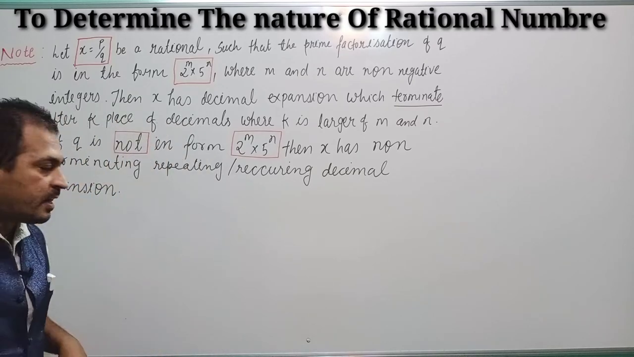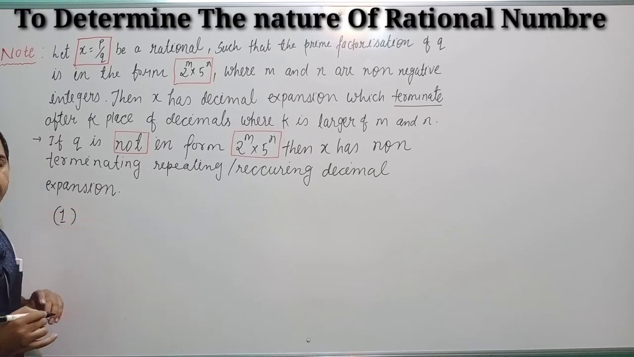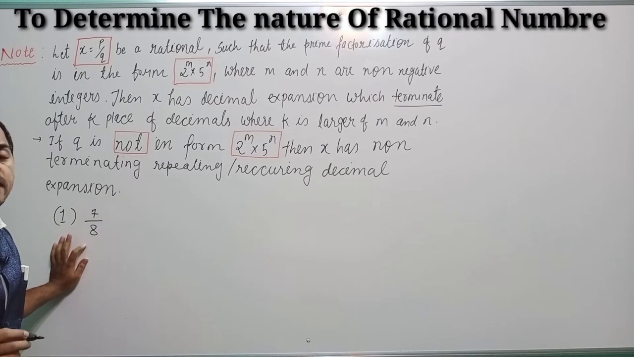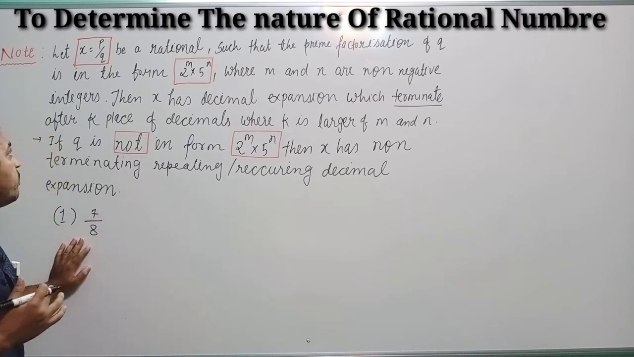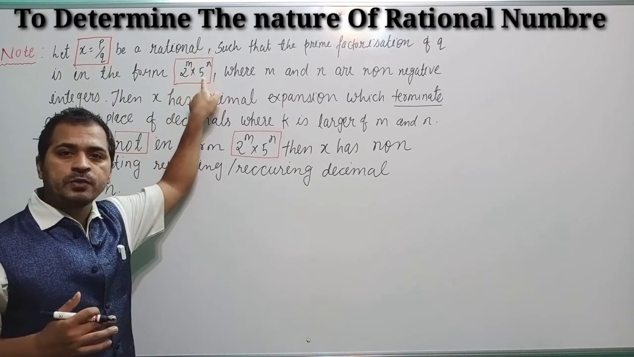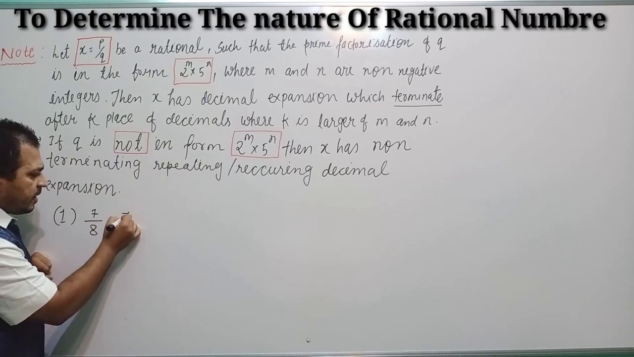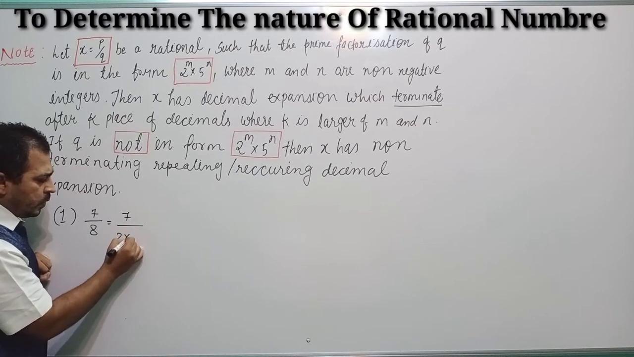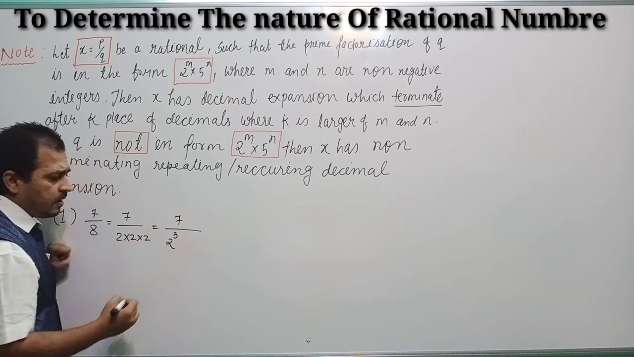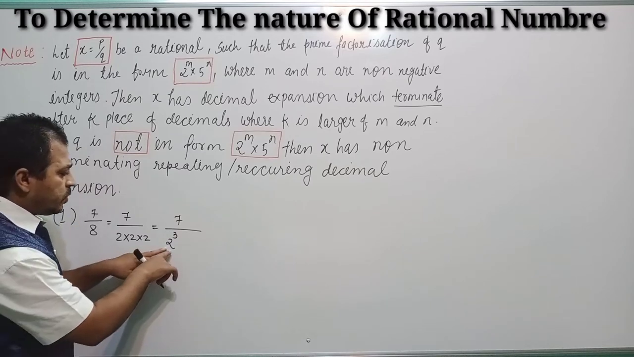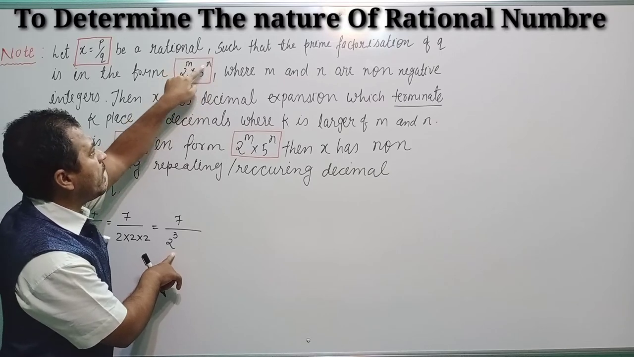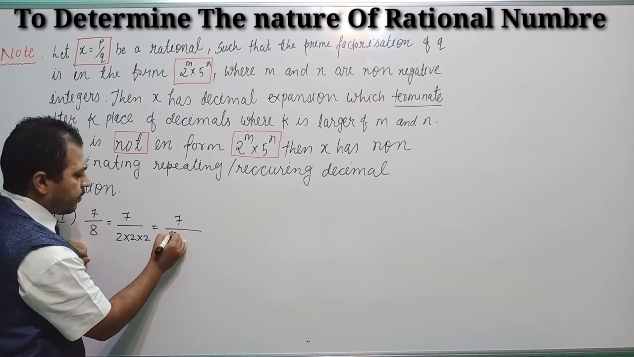Suppose, students, I am taking the example 7 by 8. So what can you say about the decimal expansion of 7 by 8? Whenever the terms are in this fraction form, your target should be to convert q into the form 2 to the power m and 5 to the power n. Here you can see that 8 can be written as 2 into 2 into 2, that is 2 to the power 3. Students, convert these into the form 2 to the power m and 5 to the power n. It does not require that the values of m and n should be equal.